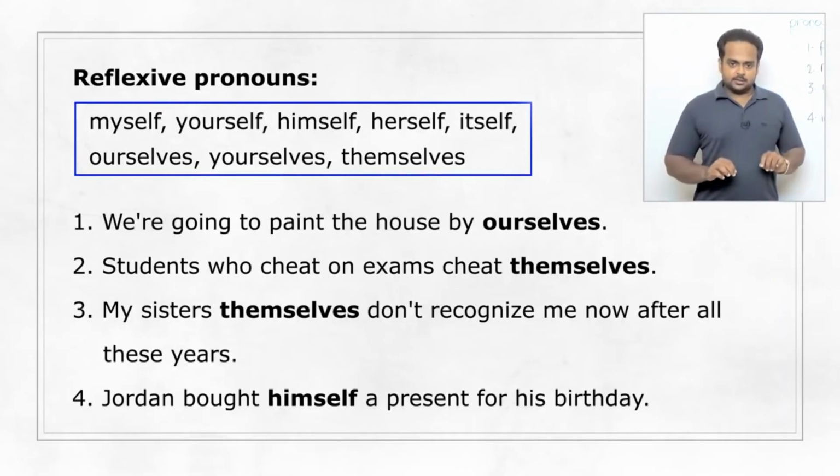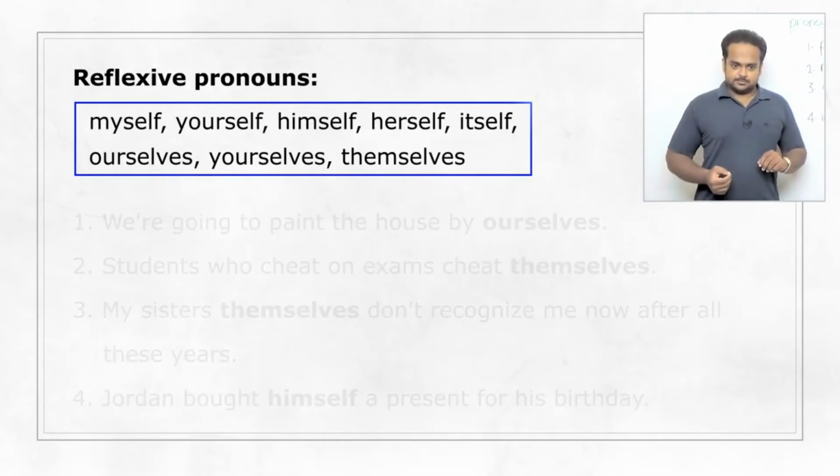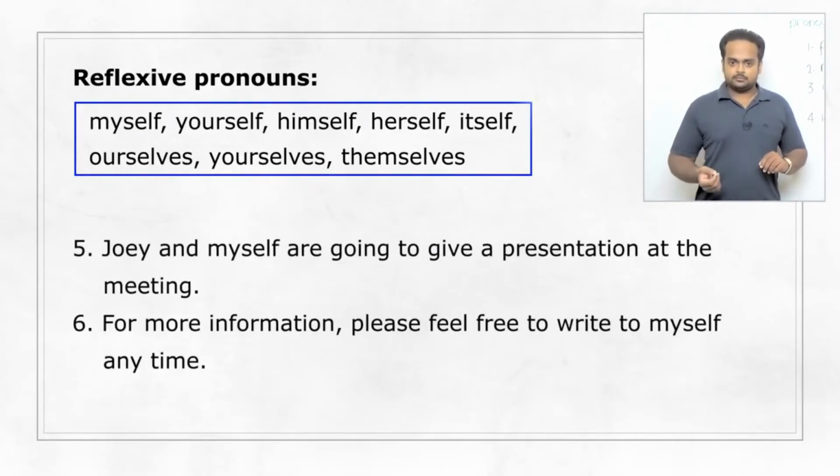So that's one mistake. It's very common in reflexive pronouns. The second kind of mistake has to do with myself. Not me, but the pronoun myself. Now take a look at these sentences. Joey and myself are going to give a presentation at the meeting. For more information, please feel free to write to myself anytime.